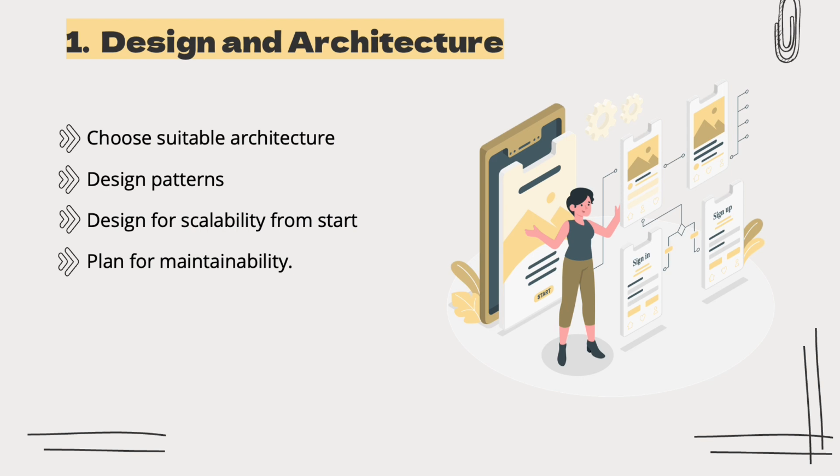Second, make use of design patterns. There are various design patterns available like singleton, factory, adapter, etc. Using these patterns will help maintain consistency and reusability across the system. Third, design for scalability right from the start. For example, make use of distributed systems and load balancing techniques to handle the large number of processes and data that might come in the future. And lastly, plan for maintainability. Design the system with modularity and documentation in mind. This will help with easy and quick management of the system.